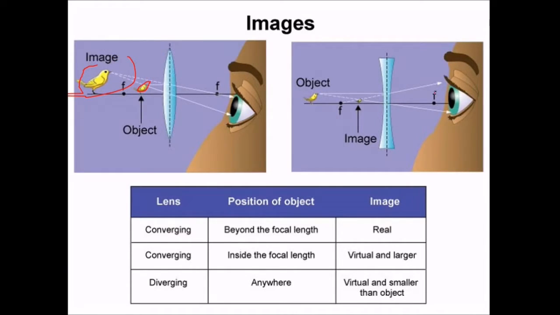And if this is a diverging lens, this is the action which is taken. For a converging lens, if the object is beyond the focal length, then a real image will be seen. For a converging lens with the object inside the focal length, the image is virtual and larger. And for a diverging lens, anywhere, the image is virtual and smaller than the object.